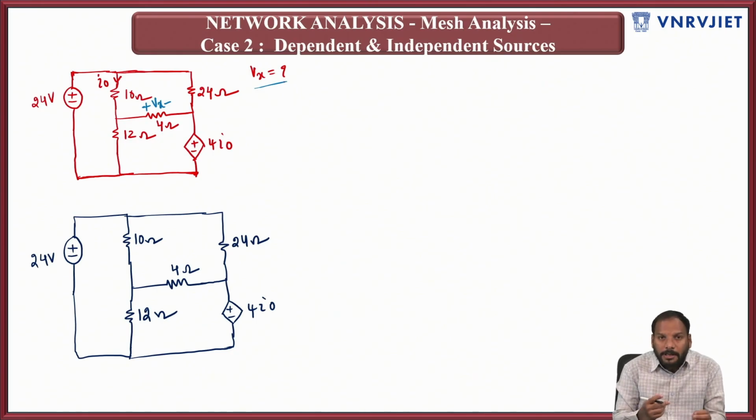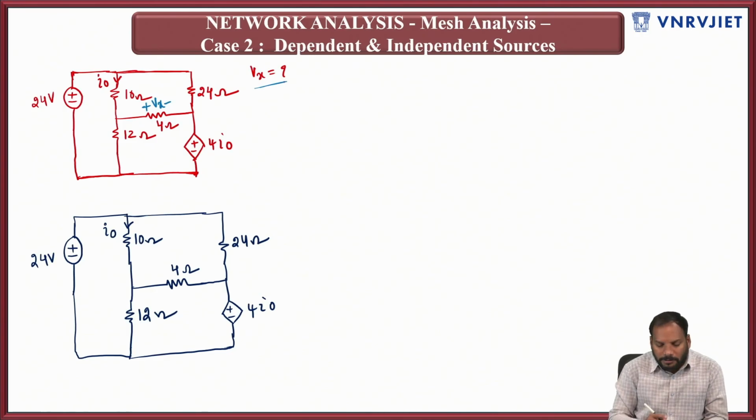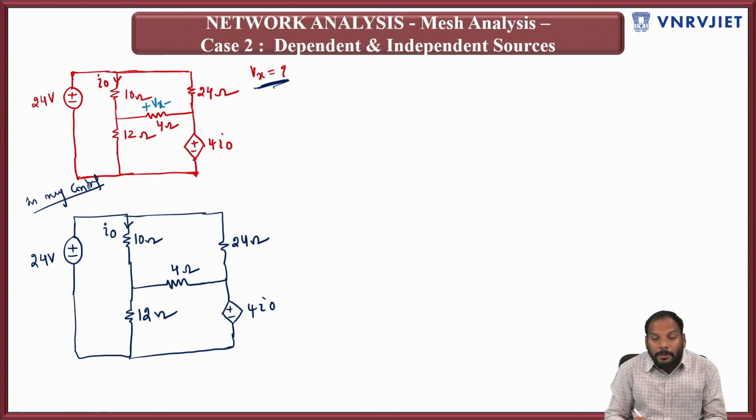But it is most important, as I said in the earlier videos, that you should not remove I naught. I naught you have to carry forward compulsorily, because I naught is a dependent parameter: this voltage source 4I naught is a dependent source depending upon I naught. So you should not remove that I naught, otherwise you will be in trouble. The unknown Vx I have eliminated, and I have taken the circuit in my control.